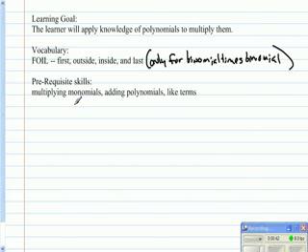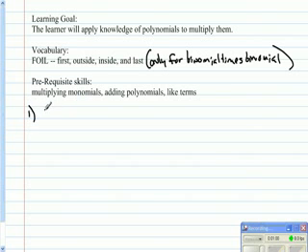Prerequisite skills: multiplying monomials. You'll need to know how to do things like x times x and 4x times 2x. Adding polynomials, so knowing which ones you can add. And again, like terms, because you need to know what like terms are before you can figure out what you can add.